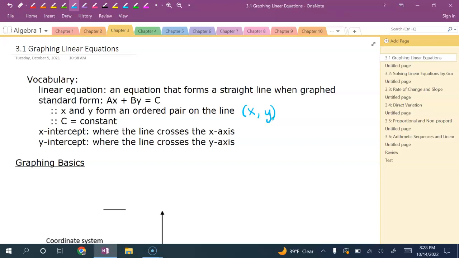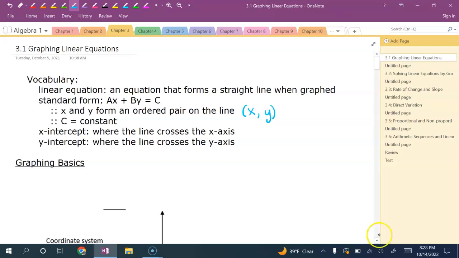Some other things to know about linear equations is there's going to be times where they cross the x and the y axis on your coordinate plane. When it crosses the x axis, that's going to be known as the x-intercept. And when it crosses the y axis, that's going to be known as the y-intercept. So that's just a point where that line is going to cross through the x and the y-axis.